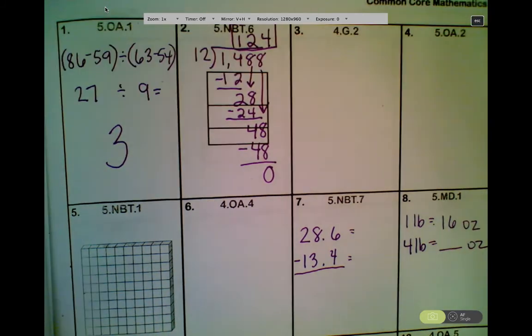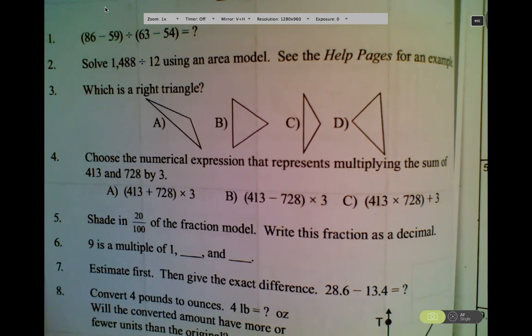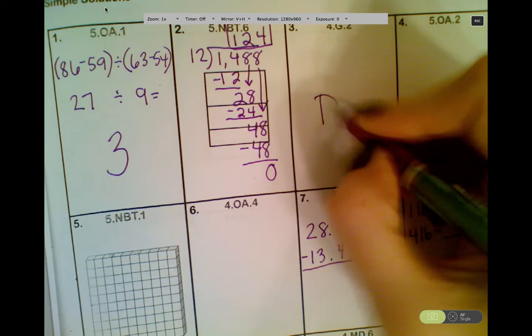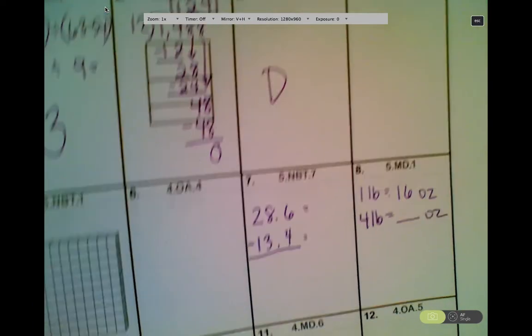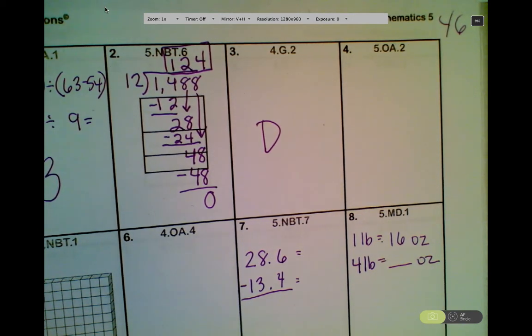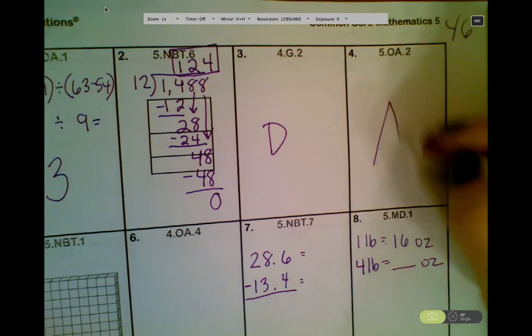Number 3, which is a right triangle? Again, you're looking for the triangle that has a right angle. And you may have to turn your book a little bit, but D has the right angle in it. So for number 3, your answer is D. And number 4, choose the numerical expression that represents multiplying the sum of 413 and 728 by 3. I know that sum means adding, so I need to add 413 and 728, then multiply by 3, so my answer is A.